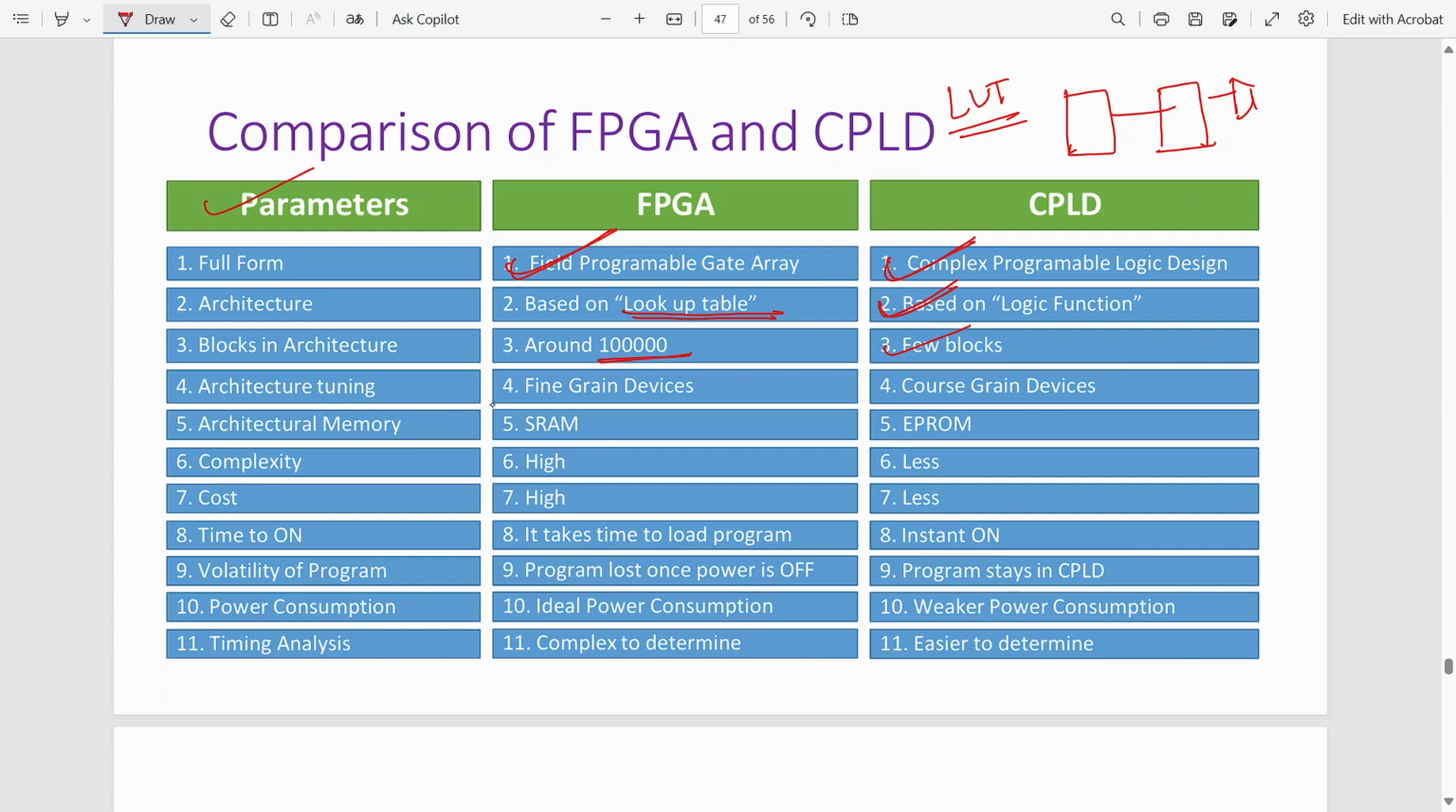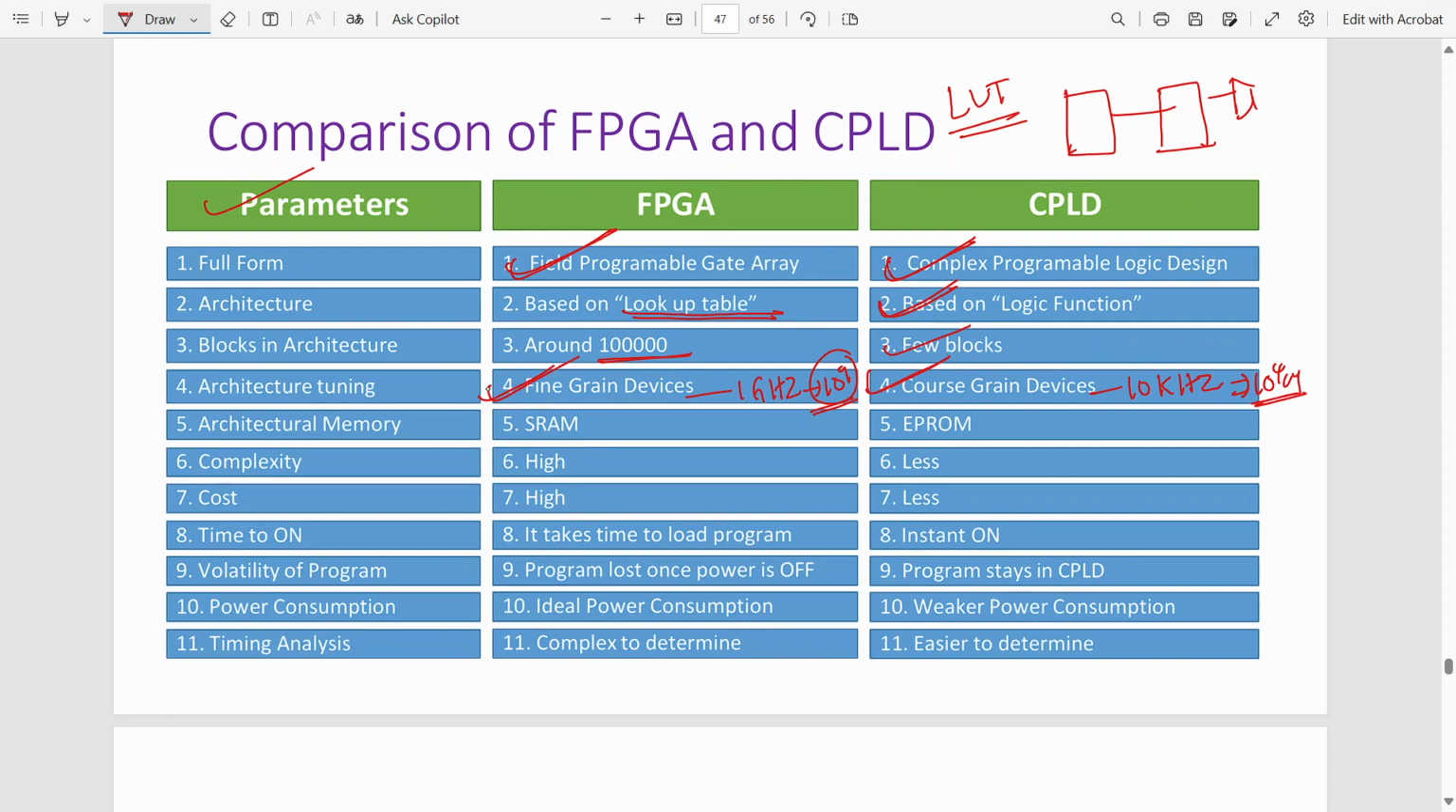Architecture is tuning to this fine grain and this coarse grain. Fine grain and coarse grain means, as I told you, this has a clock frequency of 1 gigahertz, which means 10 power 9 cycles per second. Here you have only 10 kilohertz, which means 10 power 4 cycles per second. So that is nothing but fine grain, and this is nothing but coarse grain.